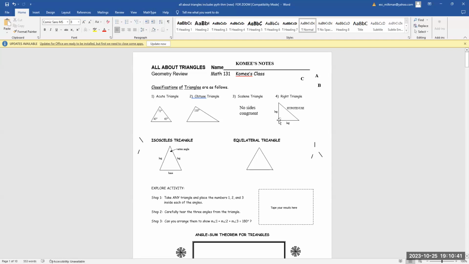I'd like you to note that the longest side, the side opposite the right angle, is called the hypotenuse, and the other two sides are called legs.